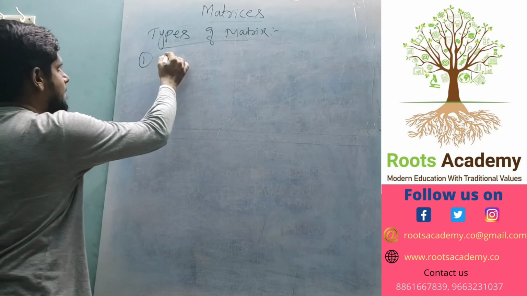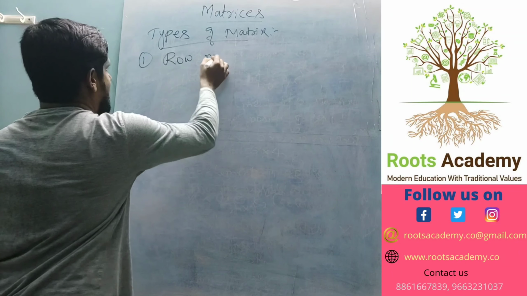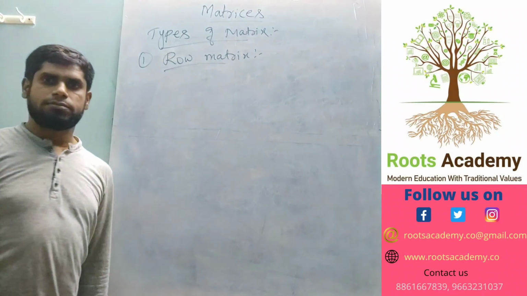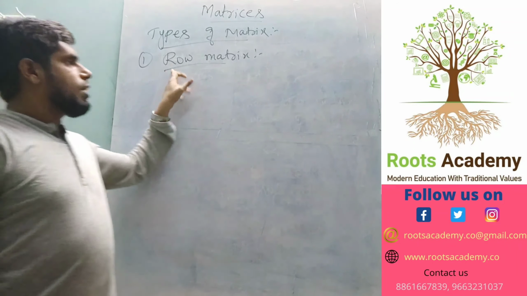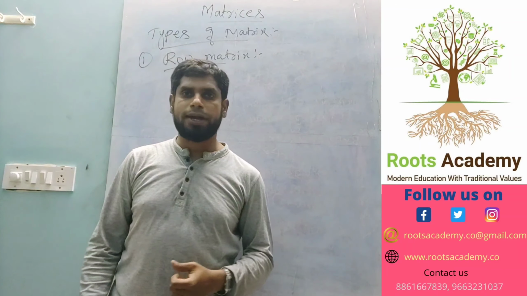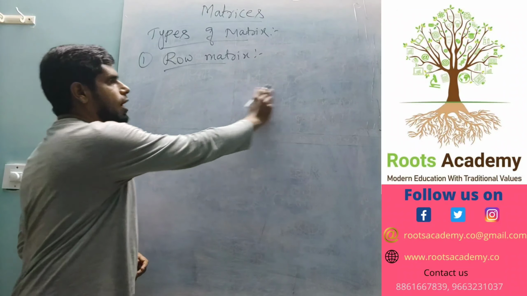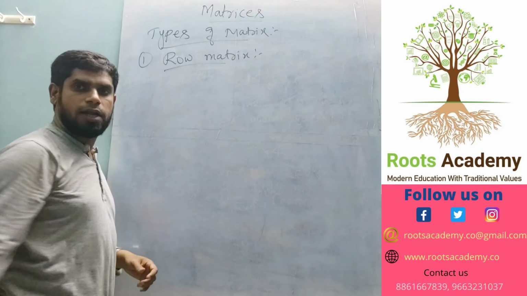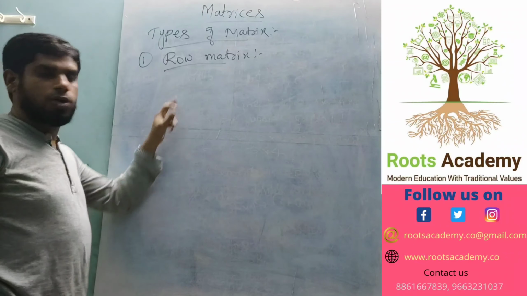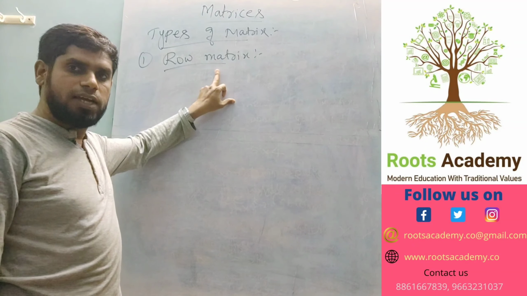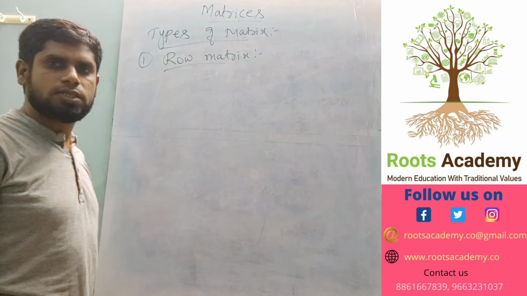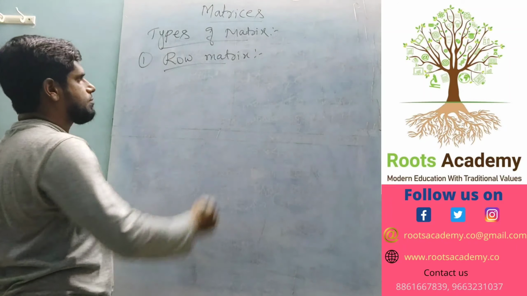First one, row matrix. Student, as we discussed rows in order of matrix, horizontal arrangements or horizontal lines are called rows. So here, row matrix means a matrix which has a single row. A matrix which has a single row is called a row matrix.